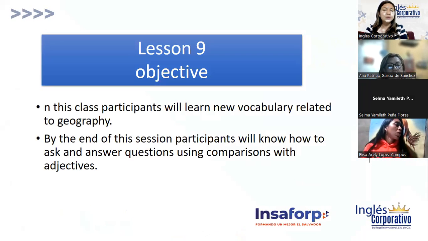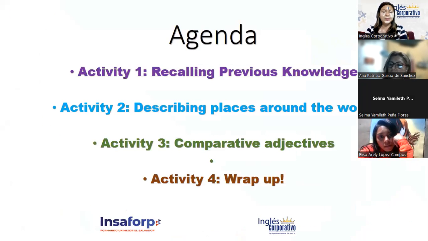So as you notice, lesson 9, the objective is: in this class, participants will learn new vocabulary related to geography. By the end of this session, participants will know how to ask and answer questions using comparisons with adjectives. So today you will learn vocabulary and also comparative adjectives and superlative adjectives. Activity 1, recalling previous knowledge, describing places around the world. Activity 2, the third activity, comparative and superlative adjectives. And finally, the wrap up.